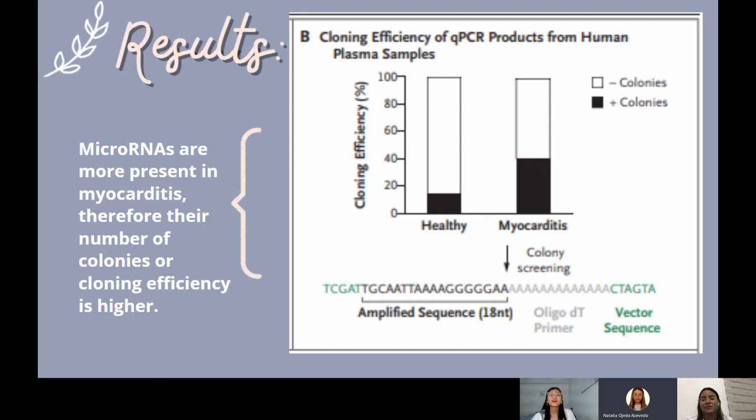Panel B shows the cloning efficiency, because in the PCR what was done was to clone or multiply the genetic material many times to take advantage of the sample. This tells us how much of this genetic material was cloned in healthy patients and in patients with myocarditis. Therefore, this figure shows us how many colonies were found, with the result that it was easier to obtain the genetic material in patients with myocarditis than in plasma of healthy patients, because these microRNAs are expressed more in myocarditis.